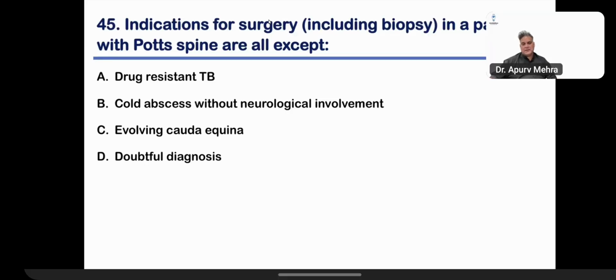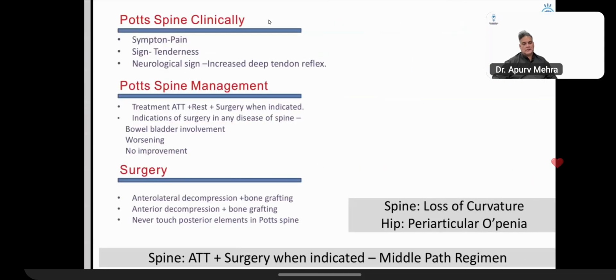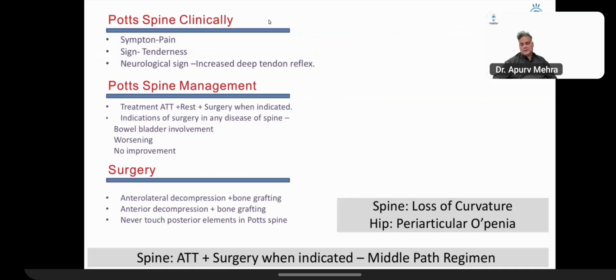Indications of surgery in a patient with Pott spine: to establish the diagnosis, operate, to get that tissue for diagnosis. Worsening, operate. Cold abscess without deficit is not an indication. Bowel bladder involvement, worsening, no improvement are indications.